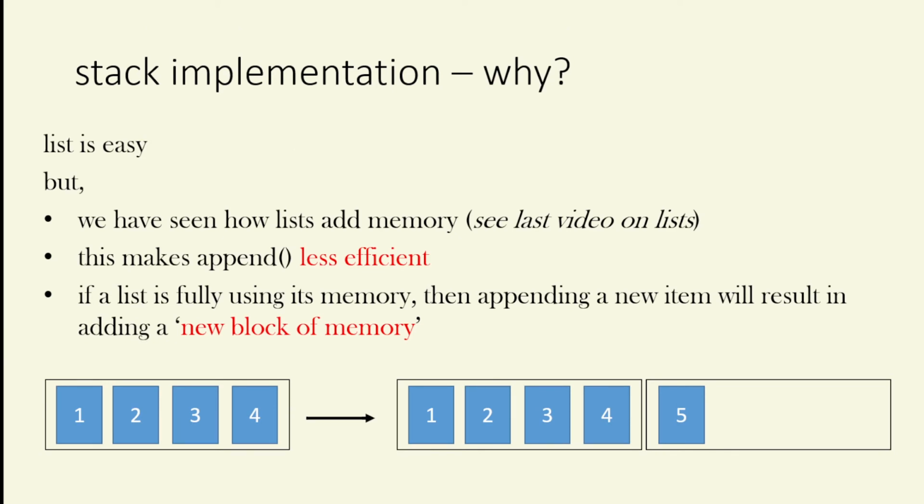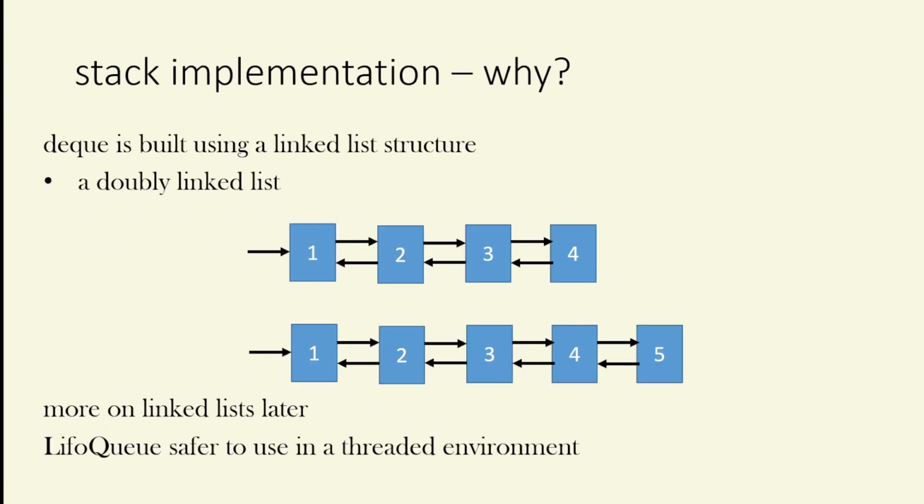List is easy. In the last video, you saw how Python adds memory in blocks when we add elements in a list. So if you're adding elements frequently, then it's not very efficient because we've got to add blocks of memory all of the time when we use Python. Now with a deque, this uses an inner linked list structure, like a doubly linked list, because it links both ways. Now we'll cover linked lists later.